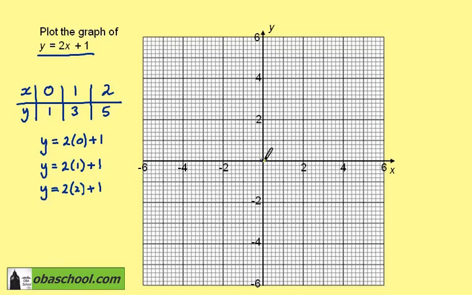So we have (0, 1), (1, 3), and (2, 5). Now all we need to do is draw a straight line through the plotted points and label the line we've just drawn.